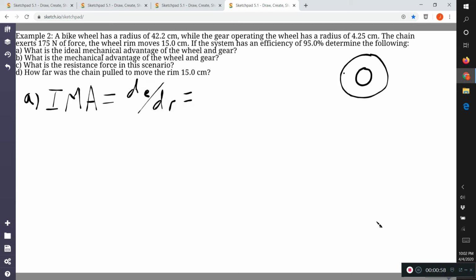Now, what is the effort and what is the resistance distance? The effort, where the force is coming from, the axle, is actually the distance around the axle, which would be the circumference. So we could calculate that as 2 pi times, and we could do this in centimeters, but we're so used to converting everything to meters, I'm going to do it that way.